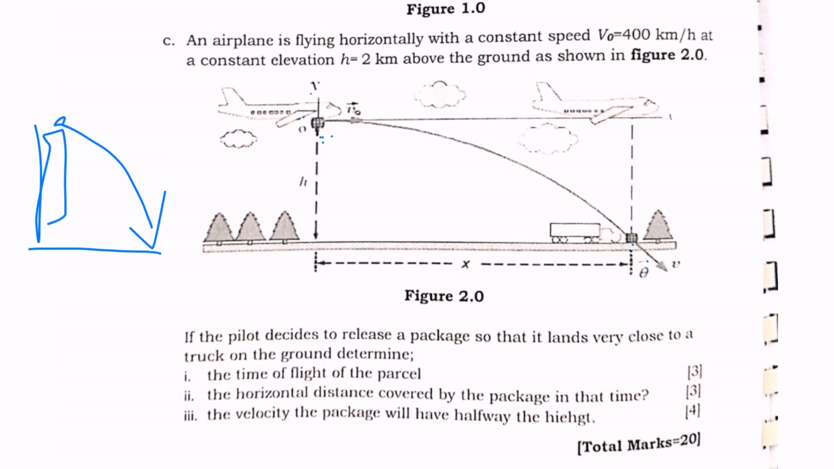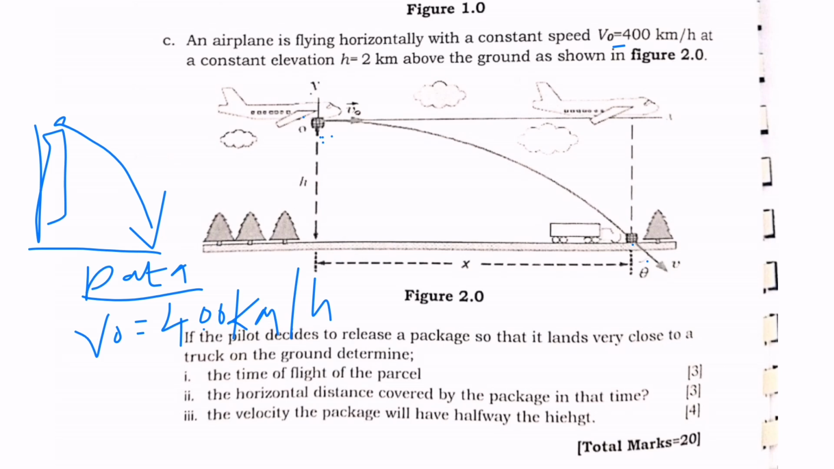After that, we collect data. When you read this question, it says an airplane is flying horizontally with a constant speed, which is v initial, 400 kilometers per hour. So you collect the data. Our v initial is 400 kilometers per hour. They continue at a constant elevation. The height or the elevation here is 2 kilometers. So first, you just collect the data.